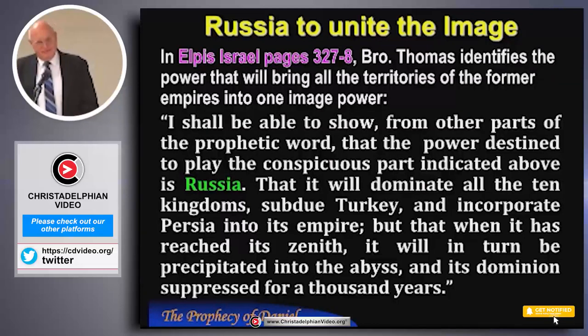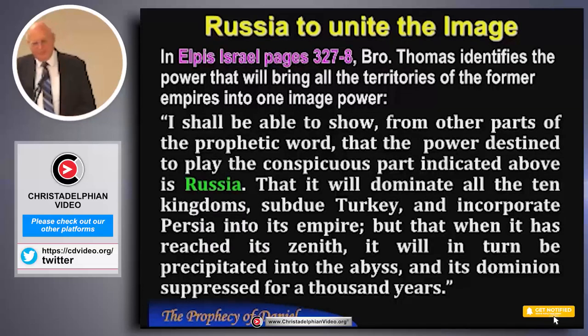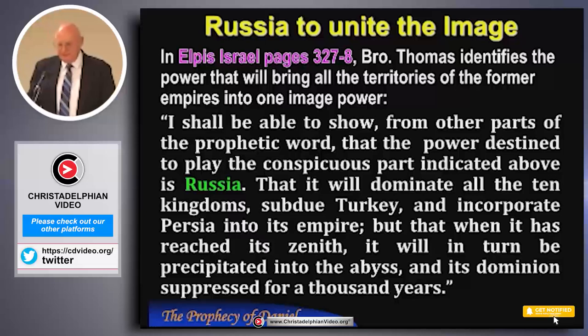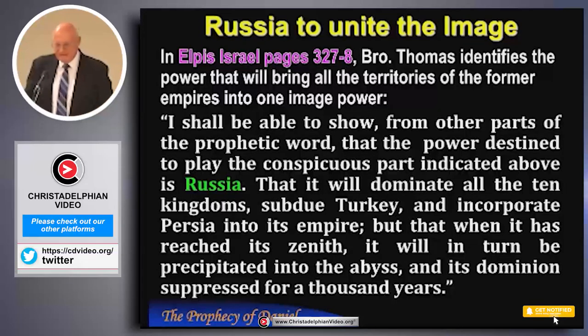Brother Thomas also says this in that section in Elpis Israel, pages 327 and 328. He identifies the power that will bring all the territories of the former empires into one image power. He says, I shall be able to show from other parts of the prophetic word that the power destined to play the conspicuous part indicated above is Russia. I mean, how accurate is that as we witness remarkable things today in 2022? That it will dominate all the 10 kingdoms, subdue Turkey, and incorporate Persia, which is not just Iran, but that entire region from Syria across to the Indus River, into its empire, but that when it has reached its zenith, it will in turn be precipitated into the abyss and its dominion suppressed for 1,000 years.